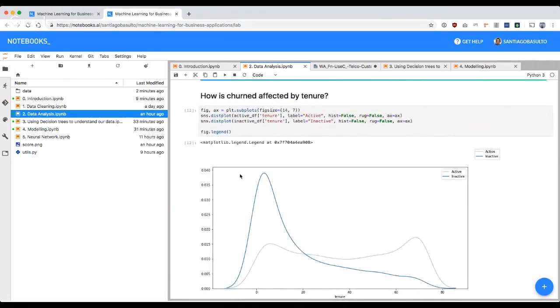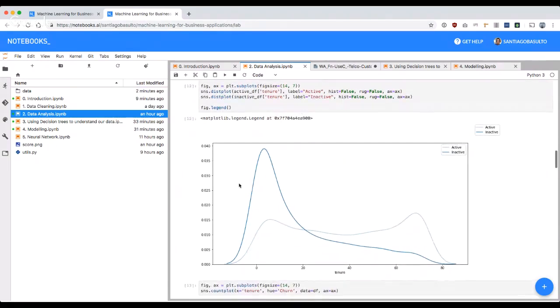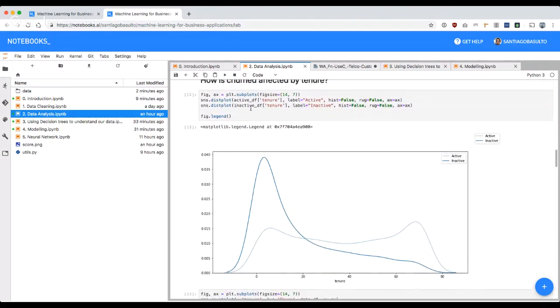How is churn affected by tenure? What's the distribution of those customers that are both active and inactive? In dark blue, we're going to find those inactive customers, those customers that have left, churn equals true. It seems like when people leave, they leave pretty early on in the service. So this is a very important takeaway.